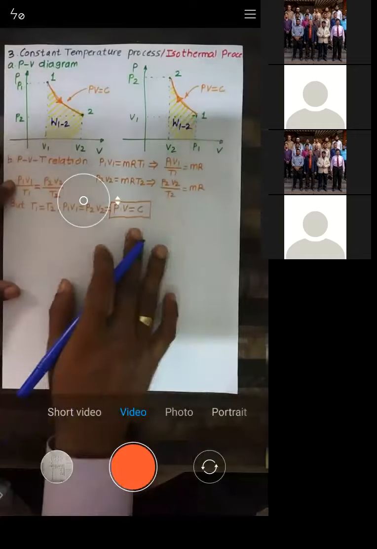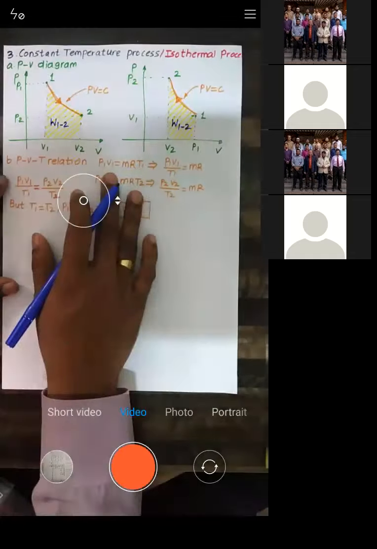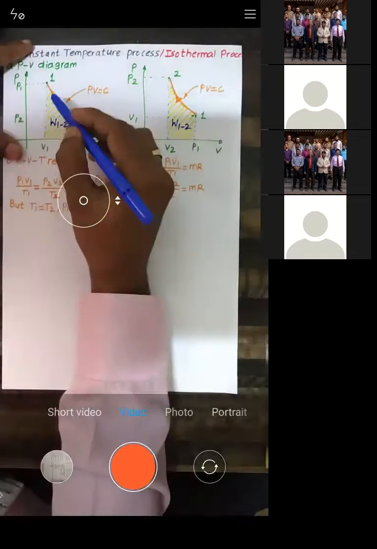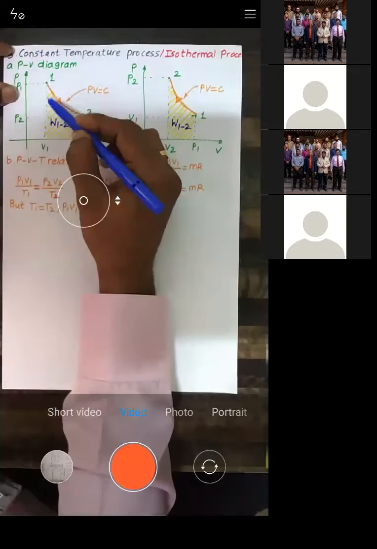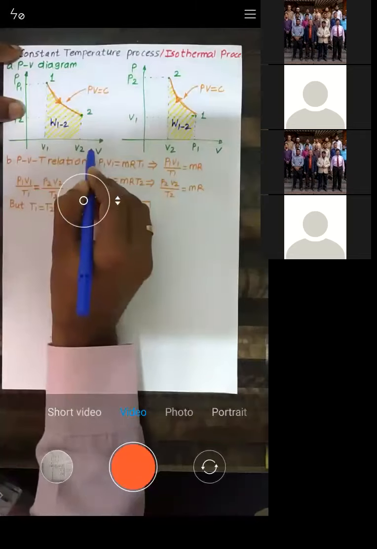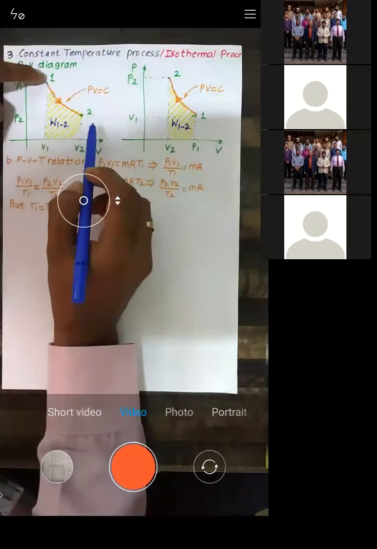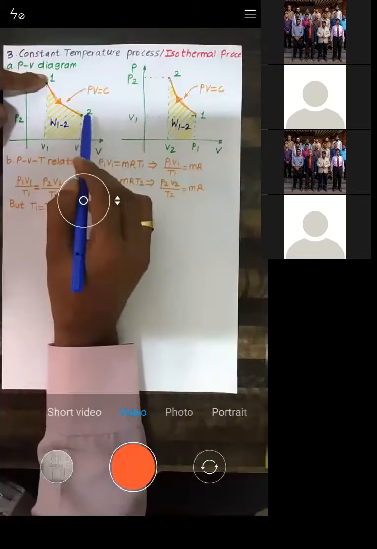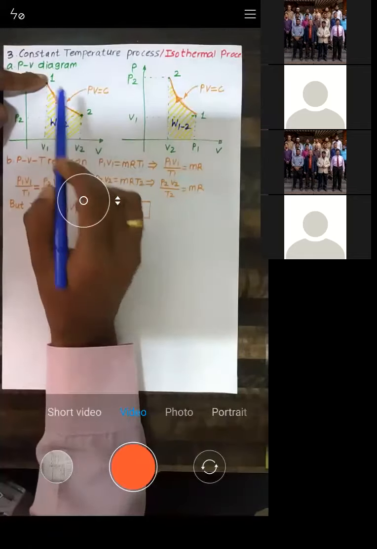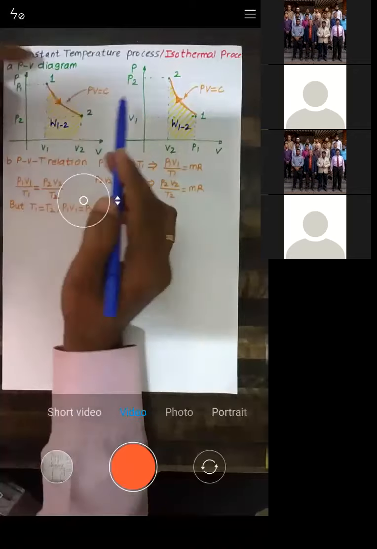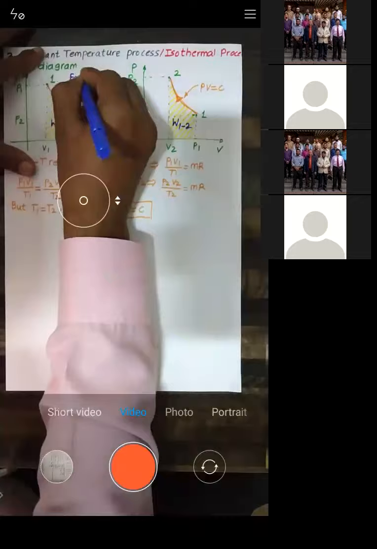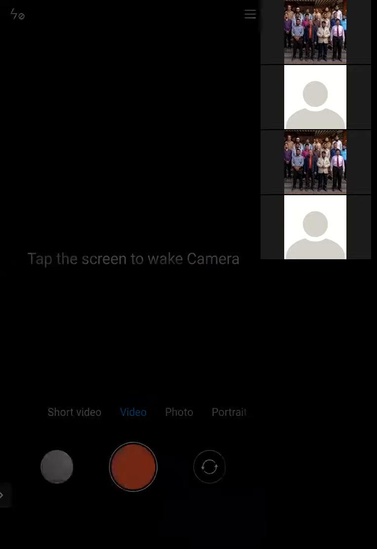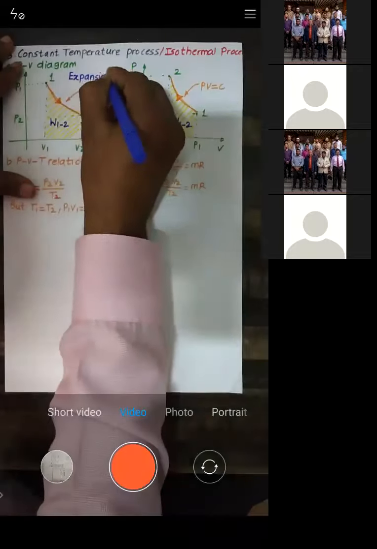But all of you try to understand this thing. Here pressure is decreasing and volume is increasing. From point number 1 to 2, pressure is decreased and volume is increased, and such a process is called expansion.